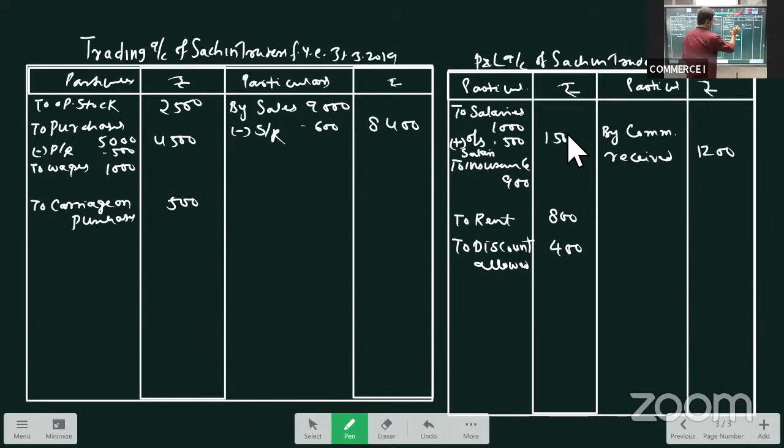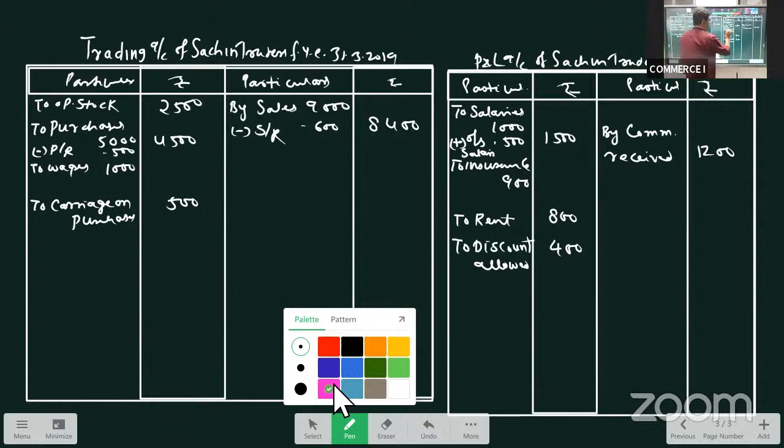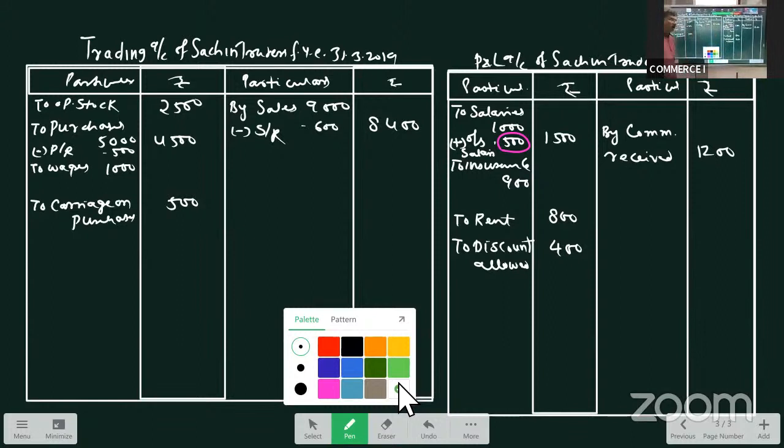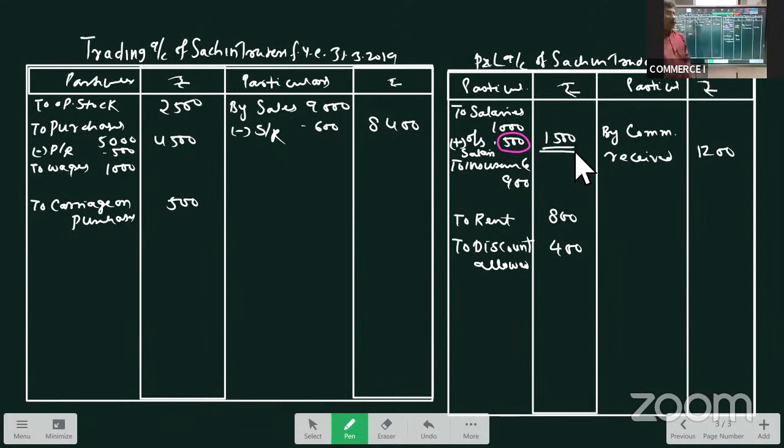And then this 500 is to be shown as a liability. We have added it to salaries now and we have taken total salaries as 1500 in accordance to accrual concept. And then we will add this 500 in the balance sheet on the liability side. Closing stock. Closing stock once will appear in the trading account here and then it has to be taken to balance sheet asset side.